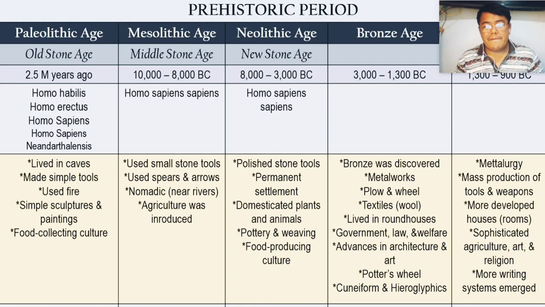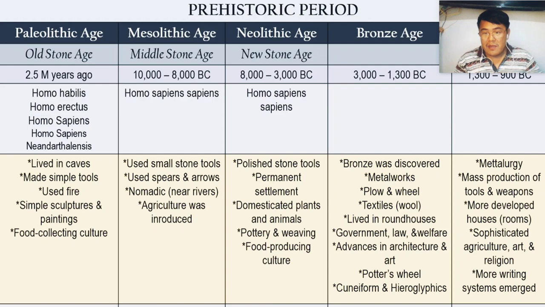Okay, and then the Bronze Age, so may mga metals na ginamit. So bronze was discovered, so there were metal works. Ibig sabihin, maraming bagay na nagawa gamit ang bronze. So meron din mga tela, textiles. Pero ang tela na to is usually wool or galing sa balahibo ng tupa. They lived in roundhouses. Ano ba itong roundhouses na to? Ito yung parang mga bahay sa Batanes, sa mga Ibatan, ano? Pabilog, tapos may mga dayami sa taas. Meron ng law, government, and welfare.